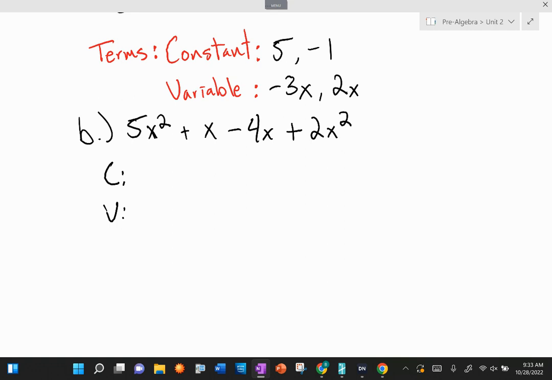Constant terms. What were our constant terms in B? We didn't have any, right? Okay. So then we had two different kinds of variable terms. So actually, the way that we could have sorted this would have been variable and then variable squared.